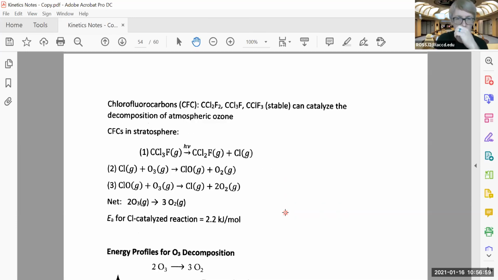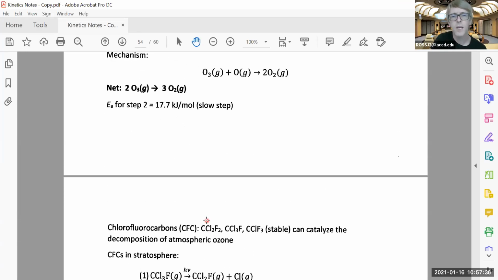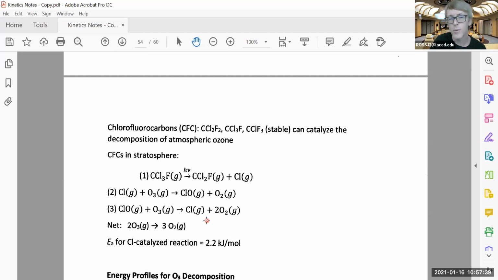If we catalyze that process, back in the 80s it was realized that chlorofluorocarbons, or CFCs, were a potent catalyst of ozone decomposition. Here we have examples of chlorofluorocarbons, which are stable in the atmosphere and can lead to ozone degradation, the hole in the ozone layer. Let's say we have a catalysis here. Ultimately, it would lower the activation energy for the process from 17.7 kilojoules per mole down to 2.2 kilojoules per mole.